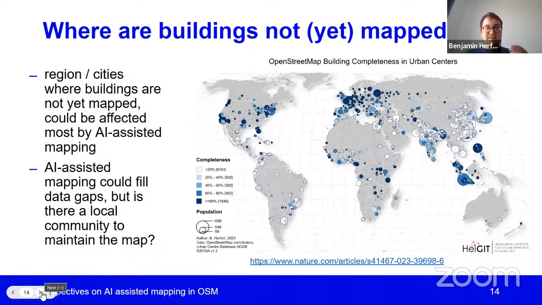You see also many other places in countries in Africa or Southeast Asia, right, where there are also a lot of buildings already completely mapped. But at the same time, we might need to take a look at the places where buildings are missing a lot. Yeah, and my assumption was, okay, these places might be most affected by AI assisted mapping.